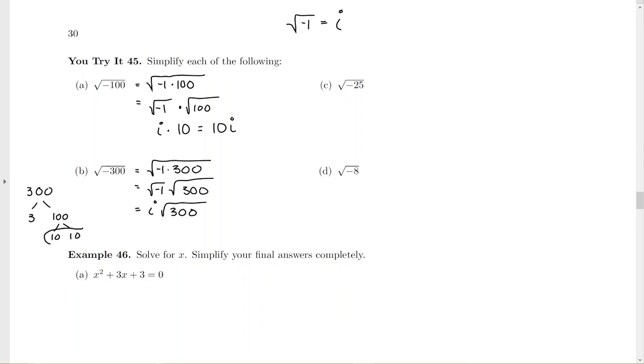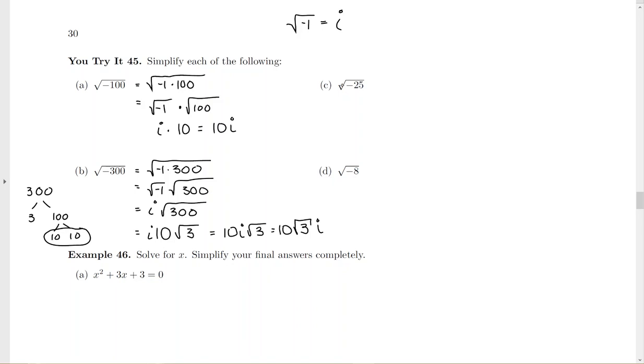Anytime I can find a pair of numbers, that pair is going to come out from under the radical. And then the 3 is left under. So the square root of 300 is really the same as 10 times radical 3. I could rewrite this a couple different ways. I could put the 10 in front of the i, 10 times i radical 3, or you could put the i at the very end. Just make sure that you don't put it under the radical symbol. All three of those mean the same thing.